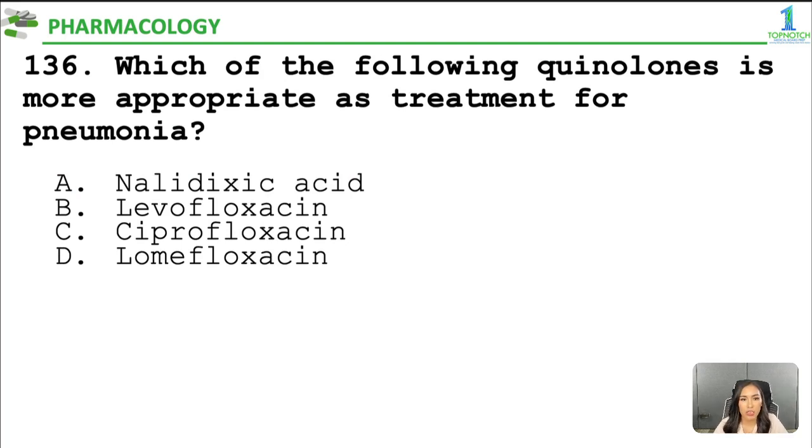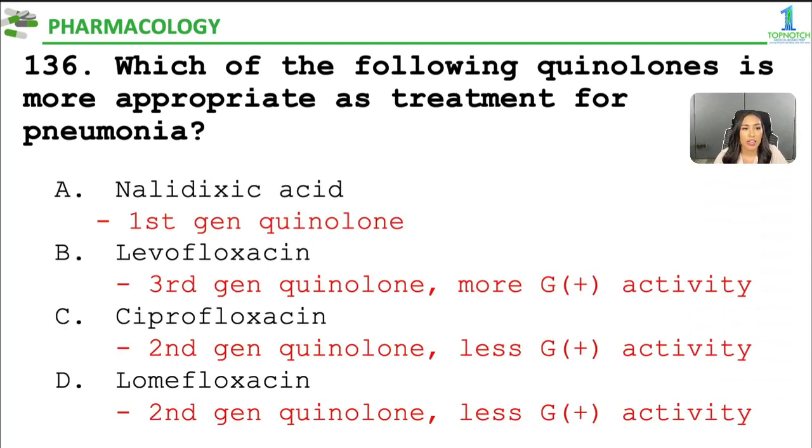136. Which of the following quinolones is more appropriate as treatment for pneumonia? Let's look at the choices. Nalidixic acid is a first-gen quinolone. Levofloxacin, third-gen quinolone, more gram-positive activity. Ciprofloxacin, second-gen quinolone, less gram-positive activity. Lomifloxacin, second-gen quinolone, less gram-positive activity. So the best answer would be letter B, levofloxacin.